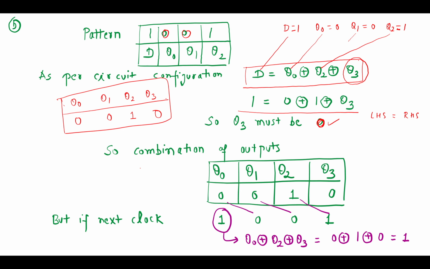If you apply a single clock, what is the new data in all the flip-flops? Again we have to find the D value. D value is Q0 XOR Q2 XOR Q3. What is Q0? Q0 is 0. What is Q2? Q2 value is 1. And what is Q3? Q3 value is 0. So here we get D value is 1.